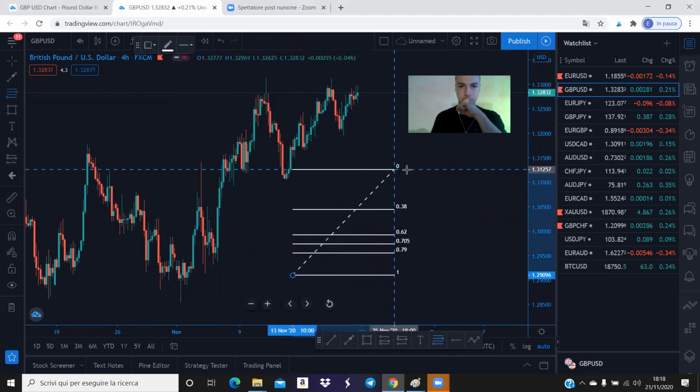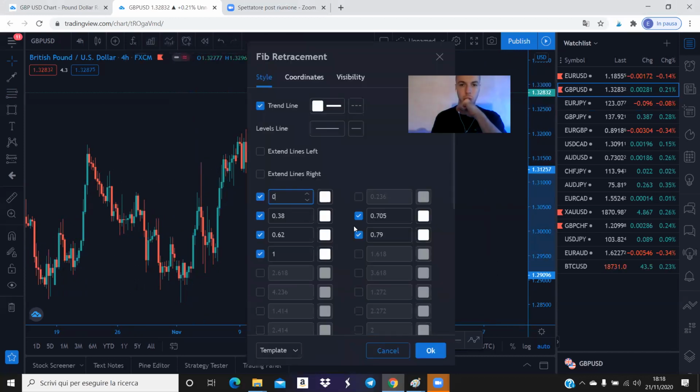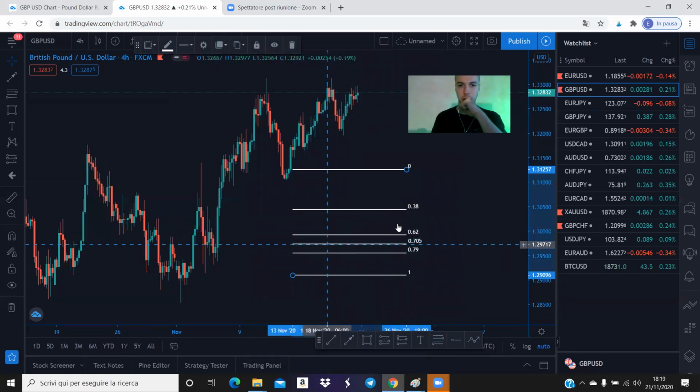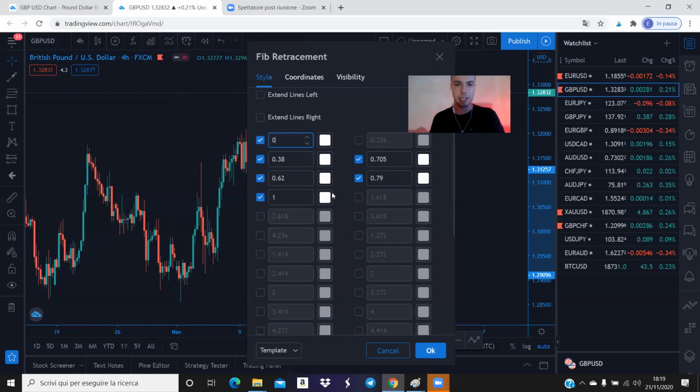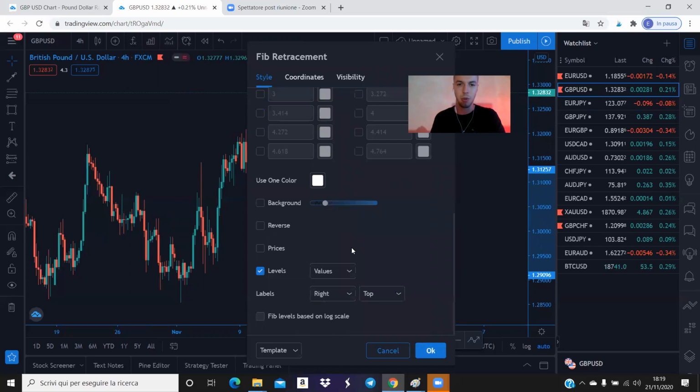So what I recommend is to put down your Fibonacci levels, put them all in the same color, go to your settings and deactivate the trend line so you don't have this line coming across here, and you have a clearer and less messy Fibonacci setup. In your settings you just need the 0, 0.38, 0.62, 0.705, 0.79, and 1, and that's it. All the rest you don't need.